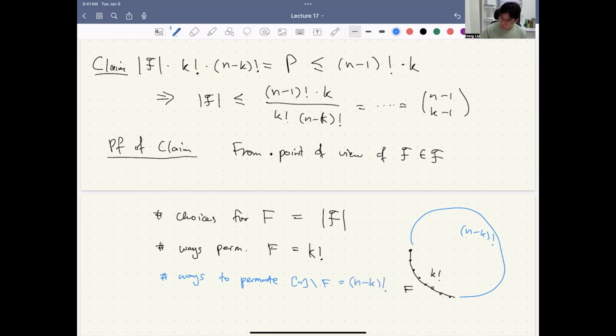These two give rise to a sigma in Cn. So we have this equality. Choose F, permute these sets, permute the rest.